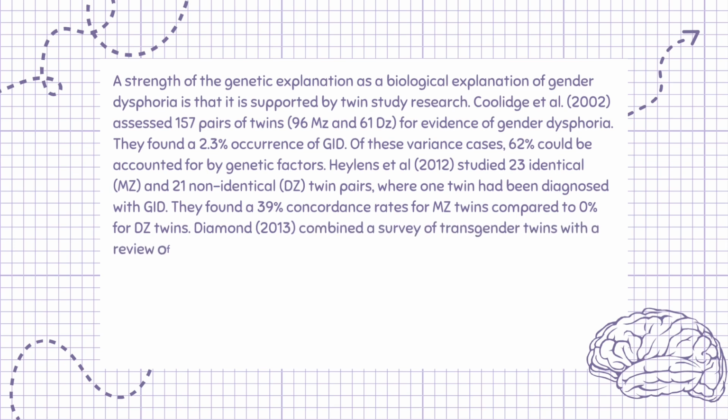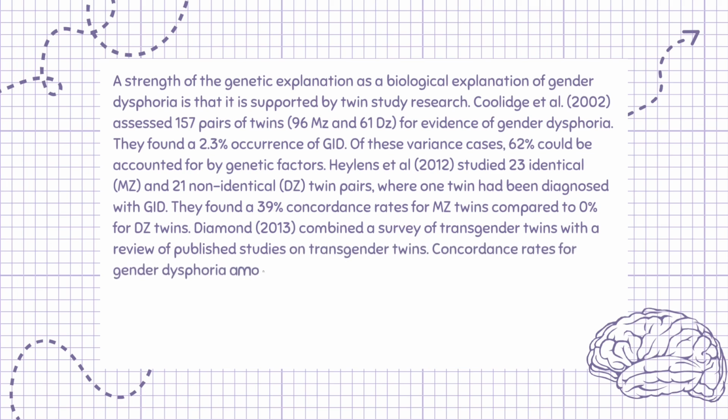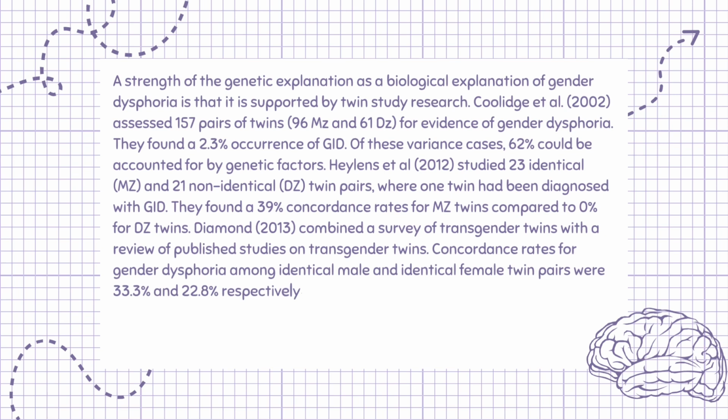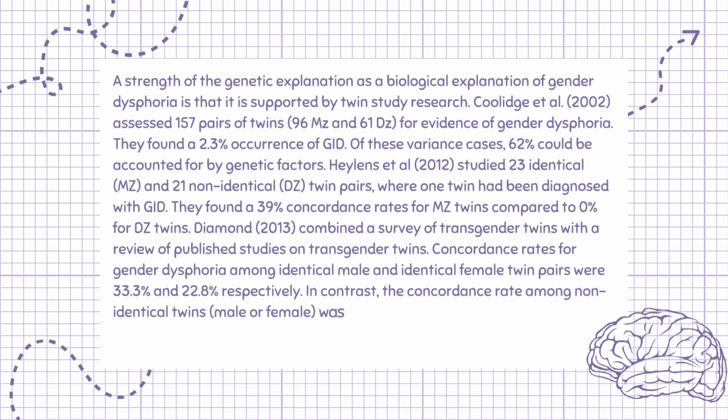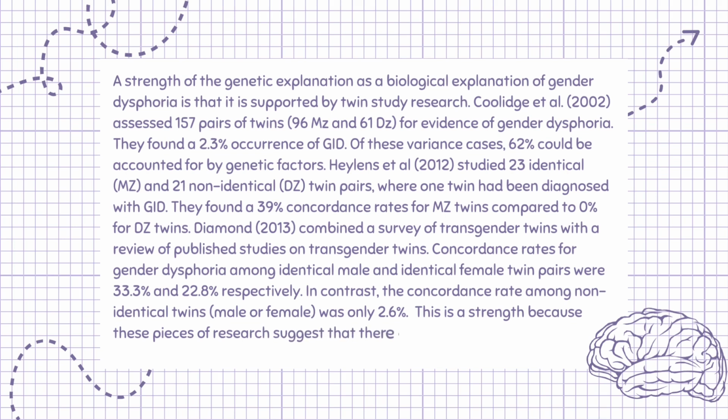Diamond, 2013, combined a survey of transgender twins with a review of published studies on transgender twins. Concordance rates for gender dysphoria among identical male and identical female twin pairs were 33.3% and 22.8% respectively. In contrast, the concordance rate among non-identical twins, male or female, was only 2.6%. This is a strength because these pieces of research suggest that there is a heritable and genetic component to gender dysphoria.